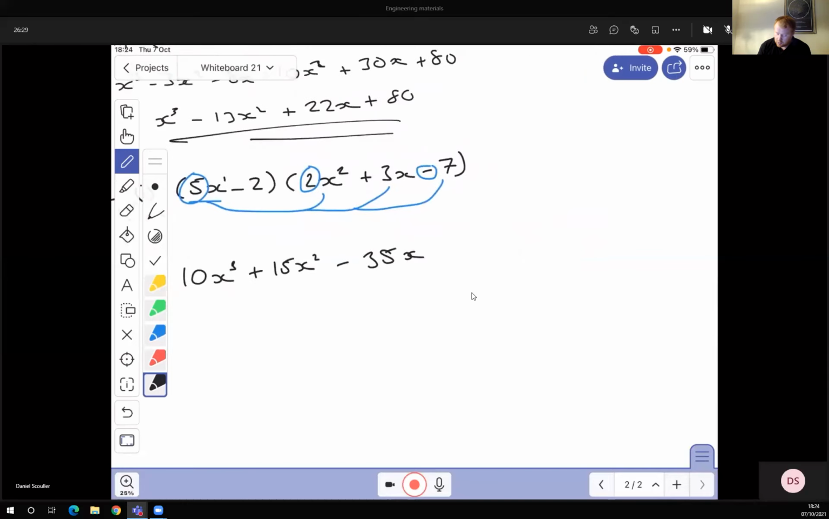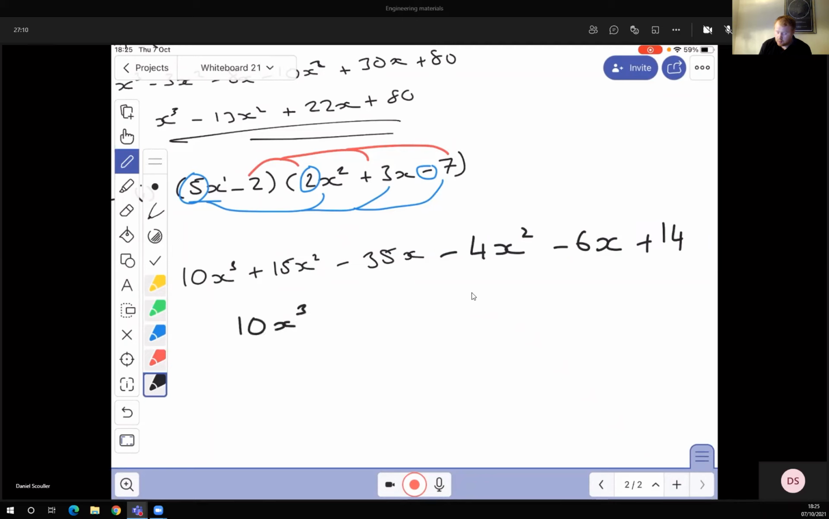Okay, then just use minus 2's. So the minus 2 times that, times that, times that. Just be careful with the symbols. So minus 2 times minus 2 times 2x squared. The 2 and 2 multiply together, we've got 4x squared. Minus 2 times plus 3x is minus 6x. Then the minus 2 times minus 7 becomes plus 14. Happy with that?